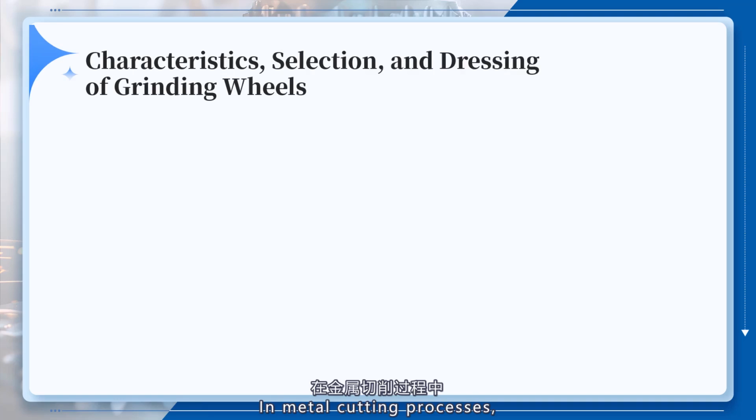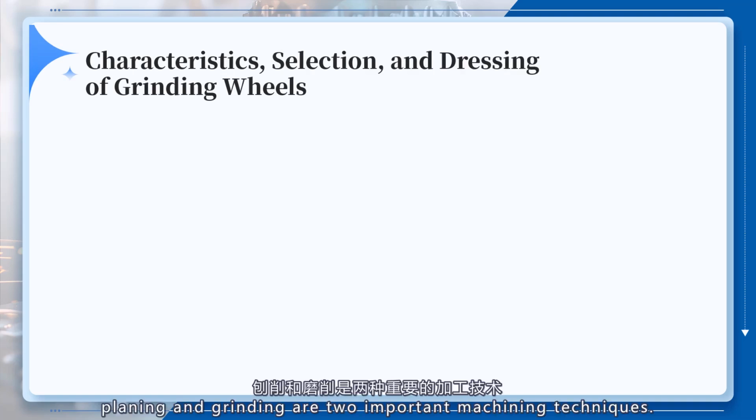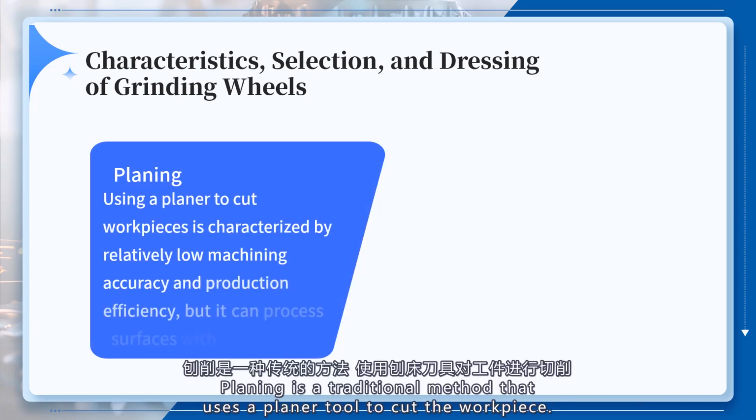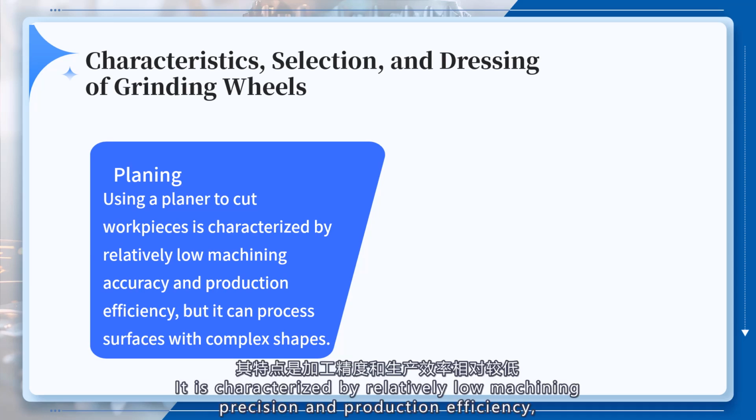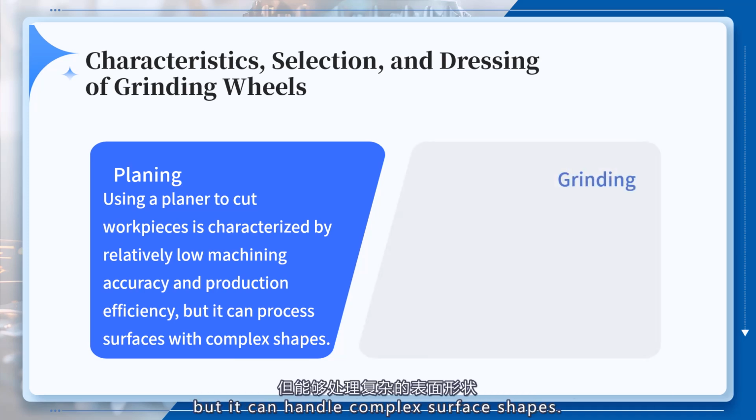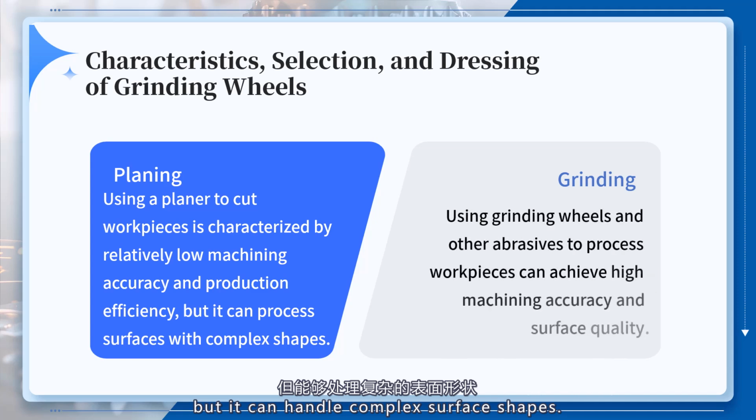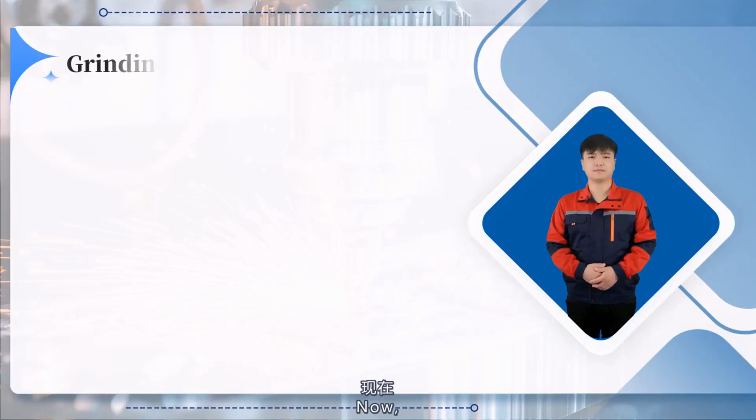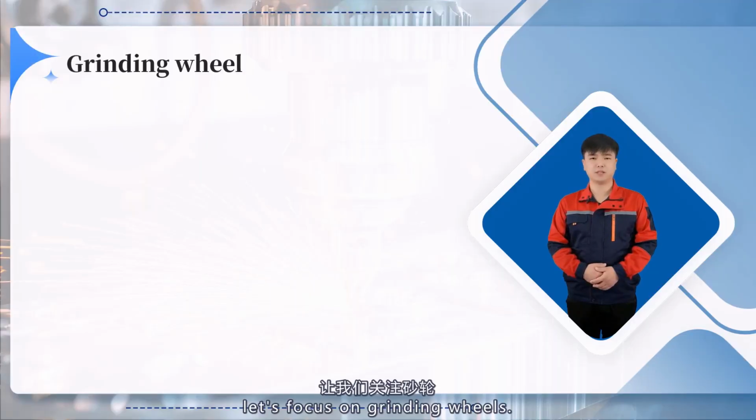In metal cutting processes, planing and grinding are two important machining techniques. Planing is a traditional method that uses a planer tool to cut the workpiece. It is characterized by relatively low machining precision and production efficiency, but it can handle complex surface shapes. Grinding, on the other hand, uses grinding wheels and other abrasive tools to process the workpiece, achieving higher machining precision and surface quality. Now, let's focus on grinding wheels.